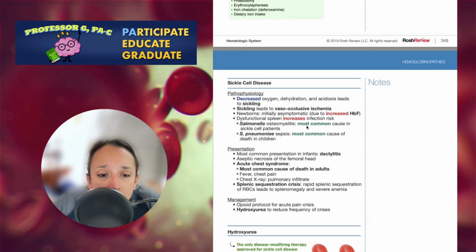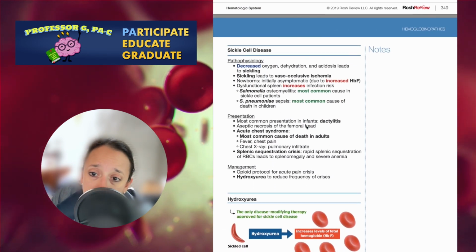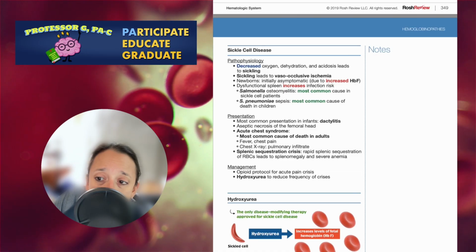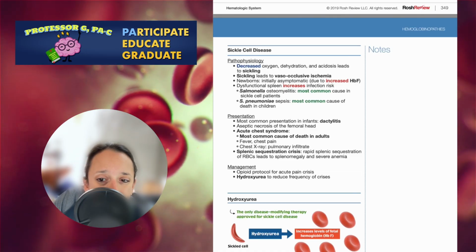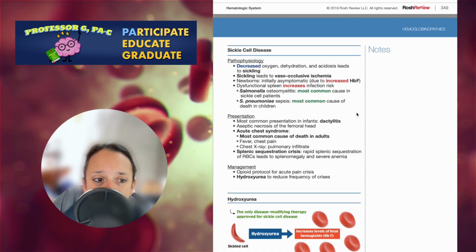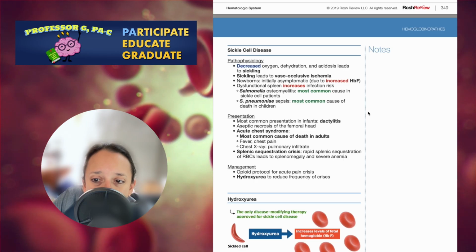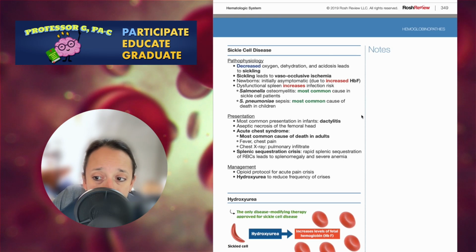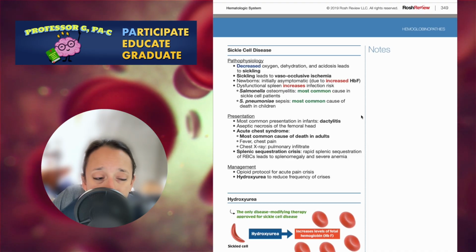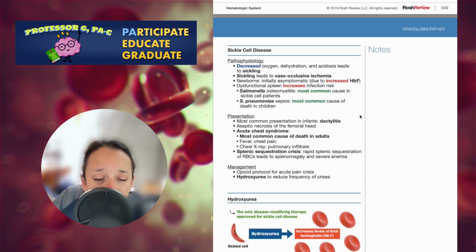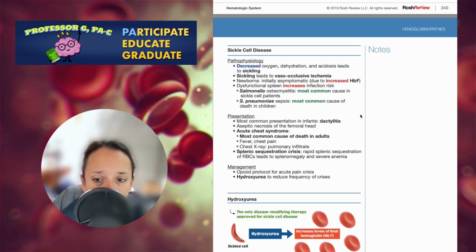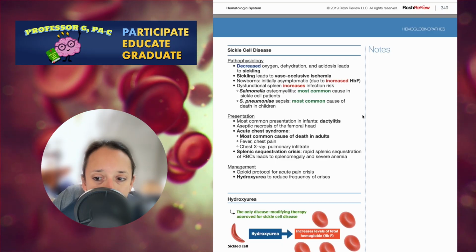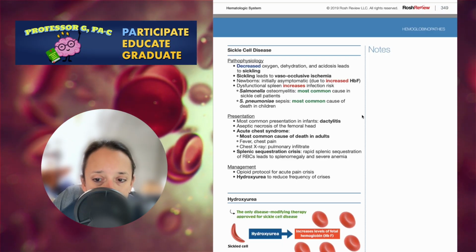All right, moving on to sickle cell disease. Sickle cell is an inherited hemoglobinopathy. It's caused by a mutation of the beta globin gene. Basically what happens is hemoglobin S is exposed to low oxygen, dehydration, or acidosis, and the red blood cells change their shape into a rigid sickle cell shape. And these can lead to chronic hemolytic anemia and vascular occlusion.